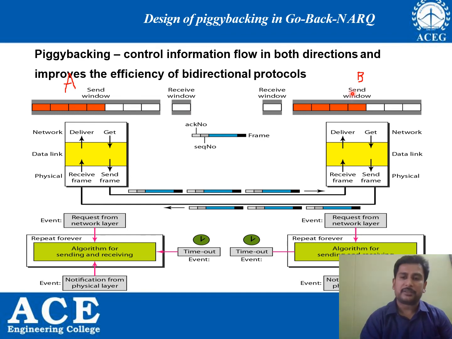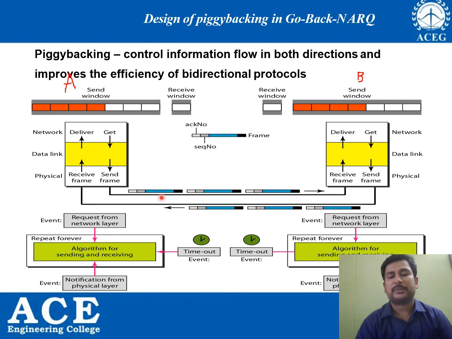Similarly, the sender window size of B is also 2 power m minus 1, and the receiver window size is 1. Let us start from the sender device A aspect. Sender A will be receiving the data from the network layer. Then the data link layer of A will convert the data into frames, then forward the frames, and before sending the frame, it will start the timer and keep a copy of the frame, because there is a probability of loss, damage or corruption of the frames.